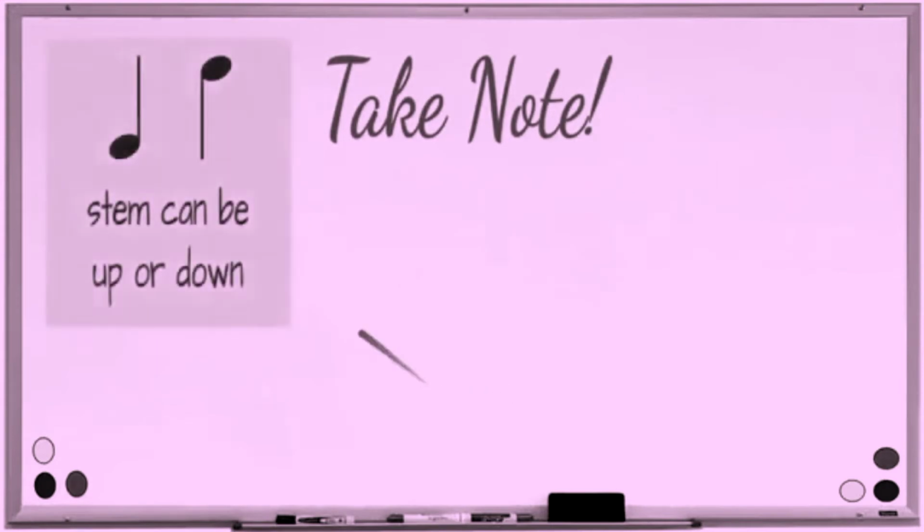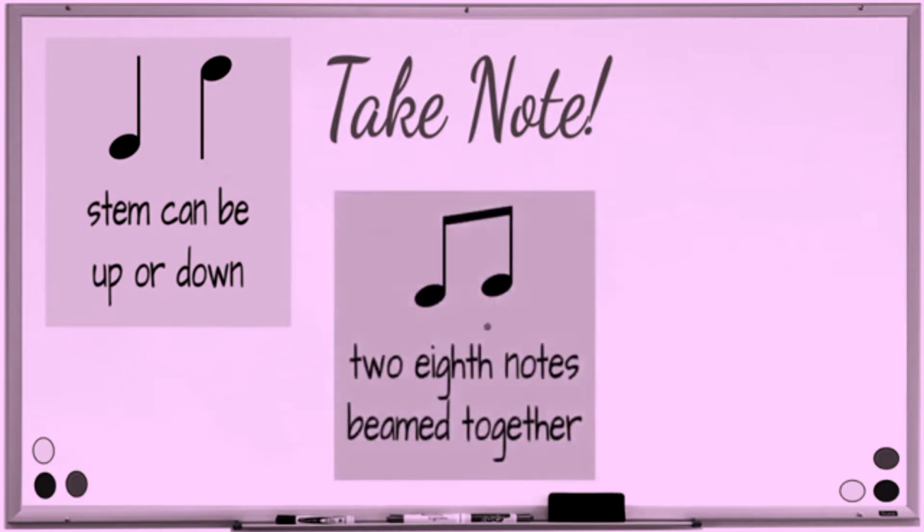Take note that the stem of a note can be up or down. The stem being up or down doesn't affect the value or the number of beats of that note. And also, the beam or the flag itself always points to the right side of the note, and it also doesn't affect the number of beats.